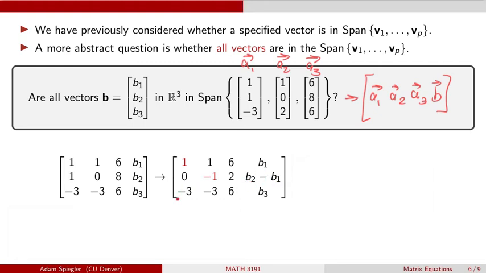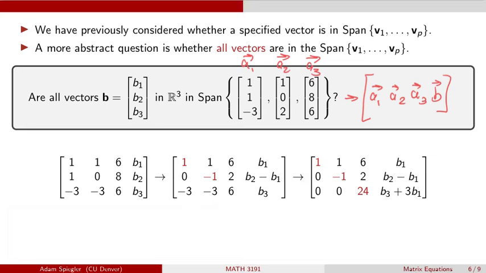And then we can get rid of the minus 3 down here below the pivot by multiplying row 1 by 3 and adding it to row 3. And that results in the following matrix. So now we get a 0 here, we get a 0 over here, we have 24, and then we have B3 plus 3B1. And so at this point, we have the matrix in row echelon form. It's not in reduced row echelon form.